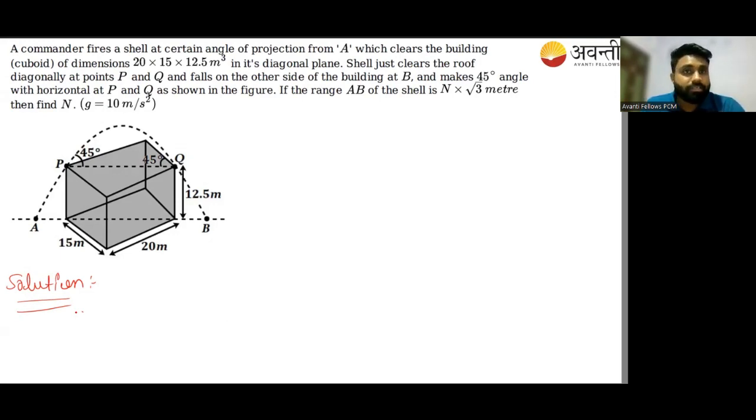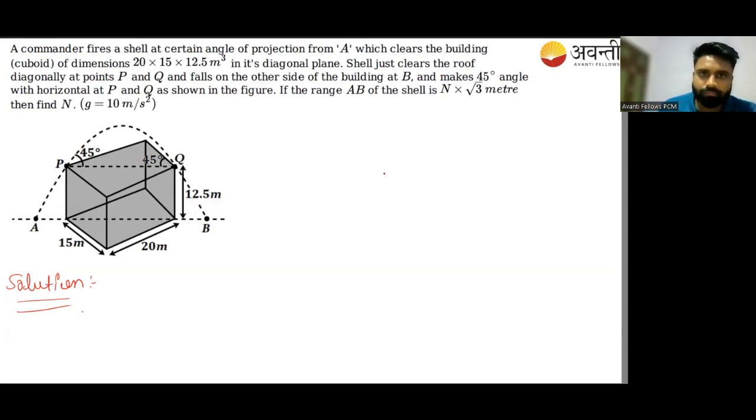In its diagonal plane, the shell just clears the roof diagonally at points P and Q and falls on the other side of the building at B. It makes an angle of 45 with the horizontal at P and Q, as shown in the figure. If the range AB of the shell is n into root 3 meters, then find the value of n.